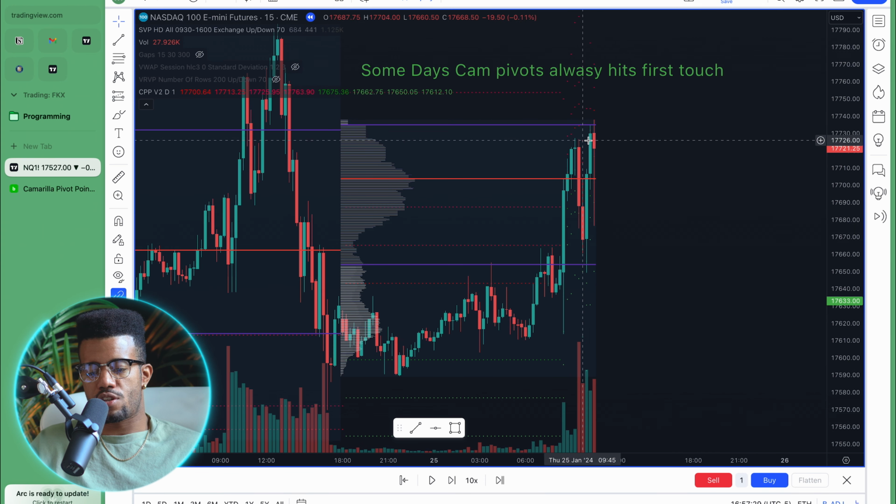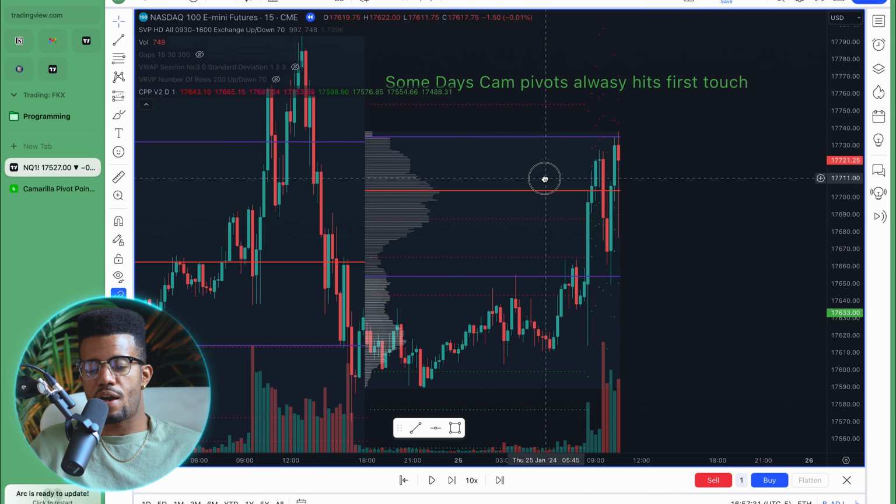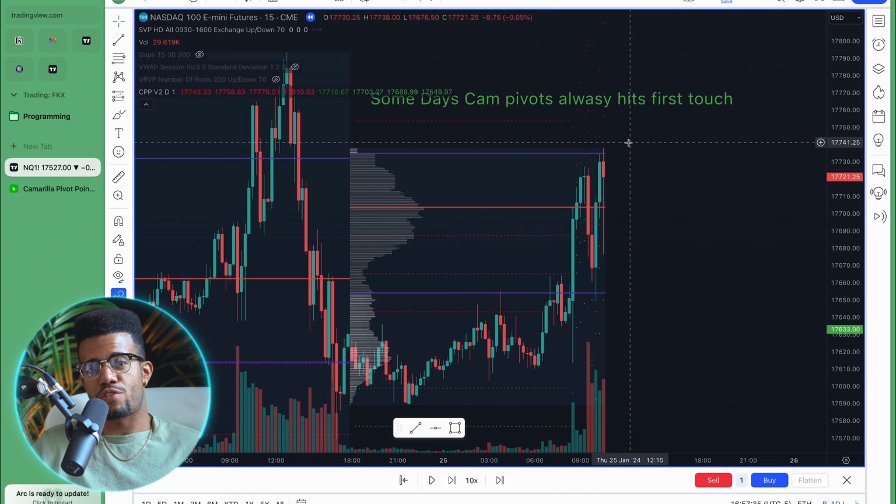So now price action is getting a little bit erratic, but in terms of cam pivots, if I'm just thinking about cam pivots in this session and how I look at them, I'm looking at how many times and which levels did we respect.